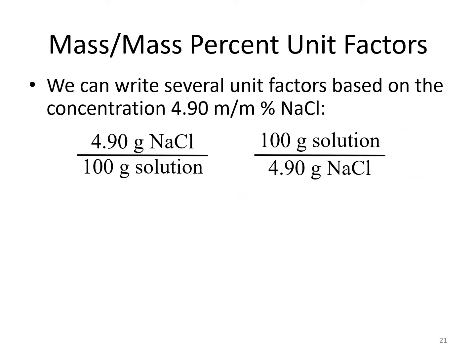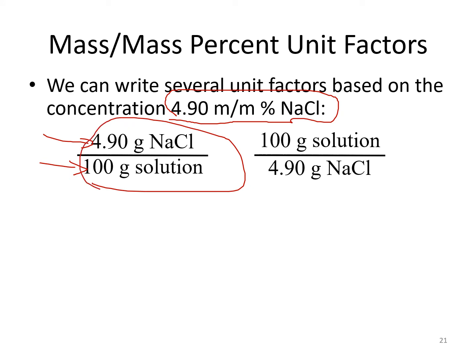So anytime we have a unit that is a fraction, like we do here with mass percent, we have a conversion factor. So what does this 4.9 mass percent mean? It means that for every 100 grams of solution, I have 4.9 grams of sodium chloride. So we can write a conversion factor to express that relationship like this.